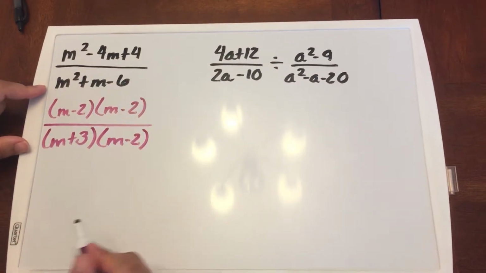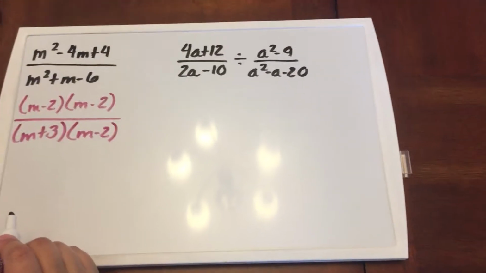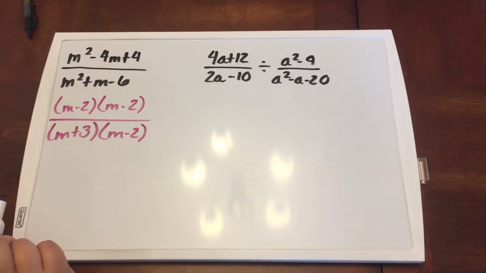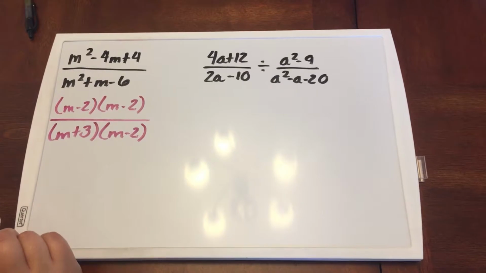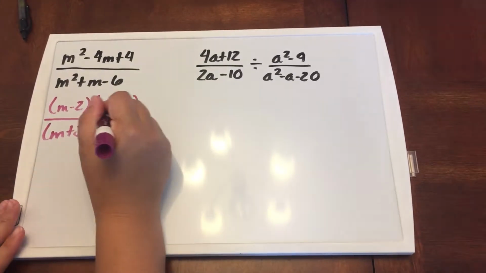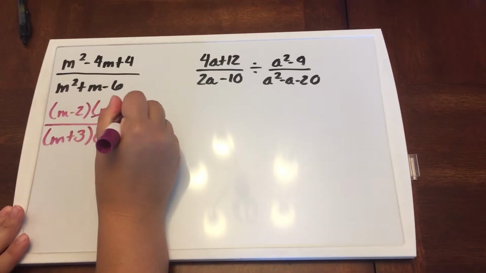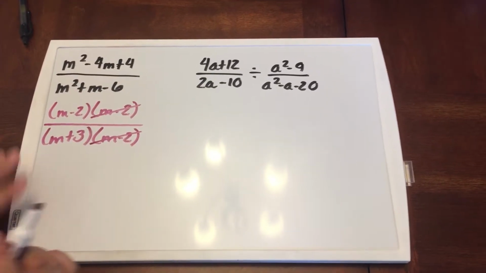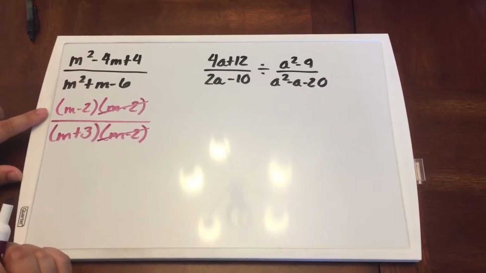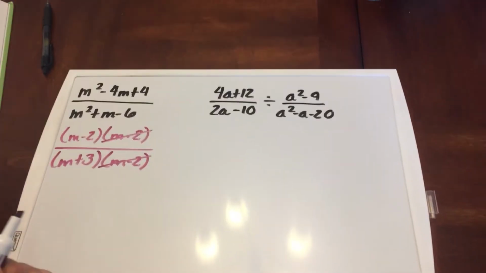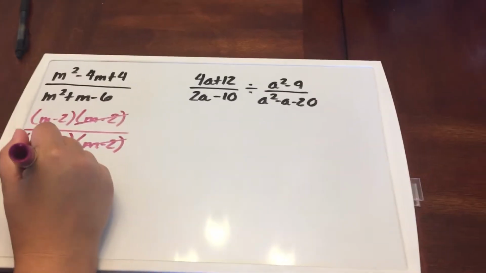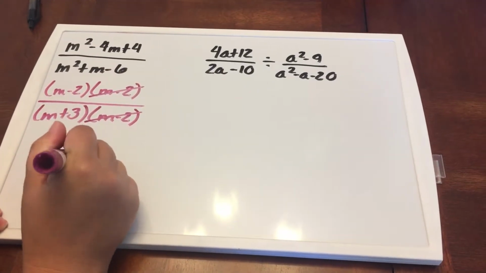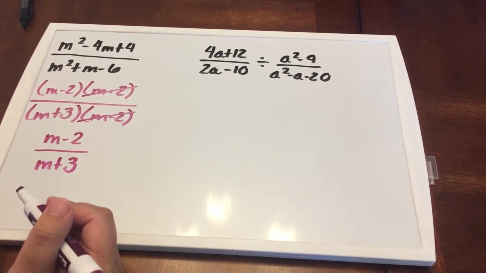Now, what I'm going to do is see if there are any factors in common on the top and on the bottom. If so, they're going to what we call cancel out, but typically what we say is that they just zero out, or they make 1. So the m minus 2's are the same, so I'm going to cross them out. Notice I don't have any more m minus 2 in the denominator, and I don't have any more m plus 3's in the numerator. So my answer is m minus 2 over m plus 3.